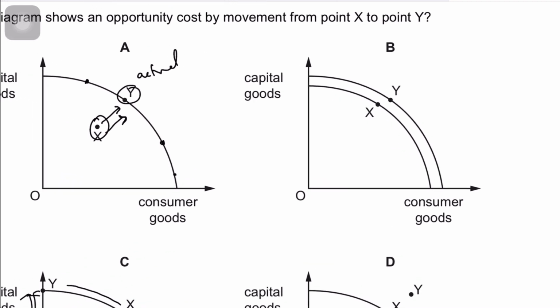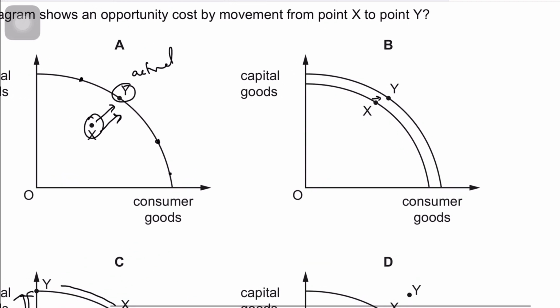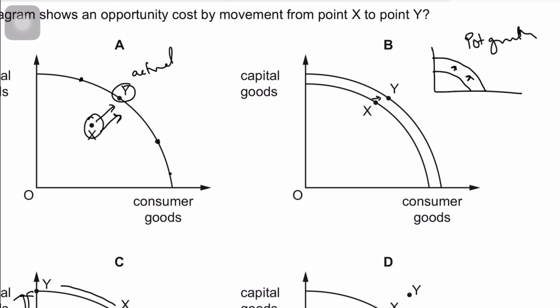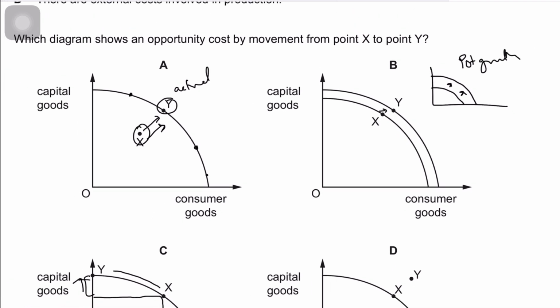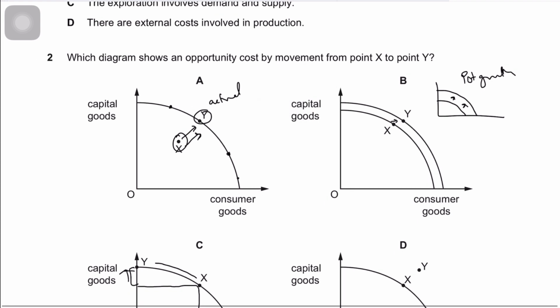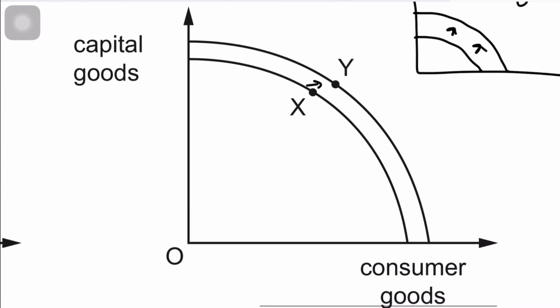As far as option B is concerned, a movement from X to Y is representing a shift in the production possibility curve, and an outward shift in PPC represents potential growth, right? It represents that the productive capacity of the economy has increased, which means that the economy is now able to produce more consumer goods as well as more capital goods. And you can see that yourself.